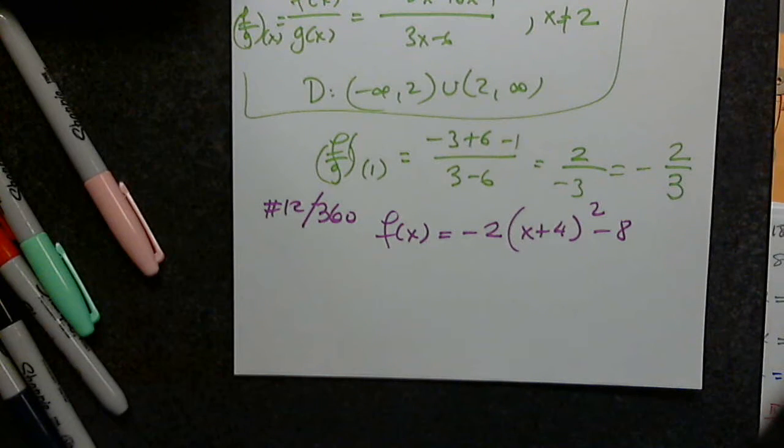Before we do anything, let's just imagine what is the base function used to create this function f of x. What is the base function? Is it the square root of x? Is it x squared? Okay, so what do I have to do first to graph x squared? First transformation on x squared.